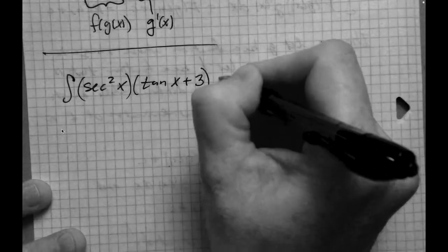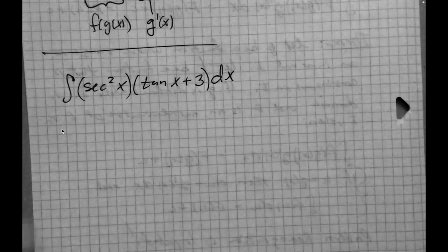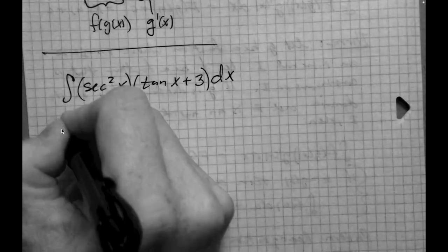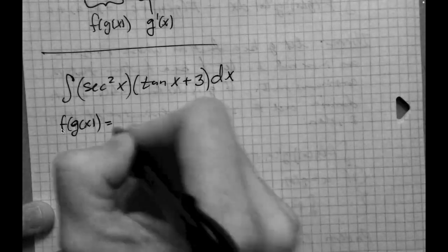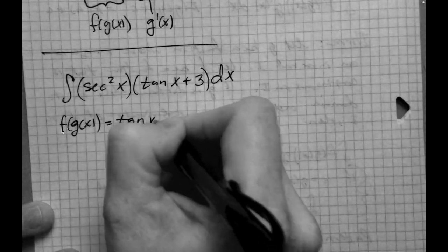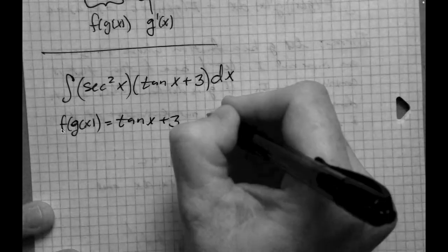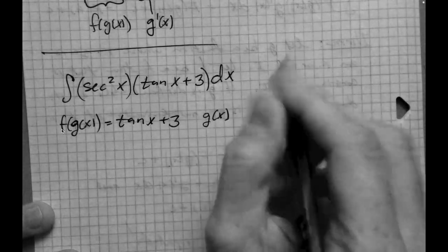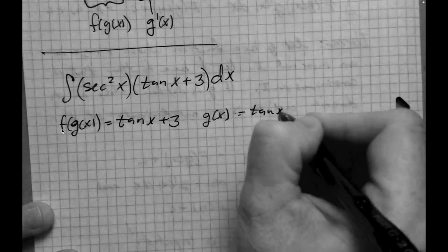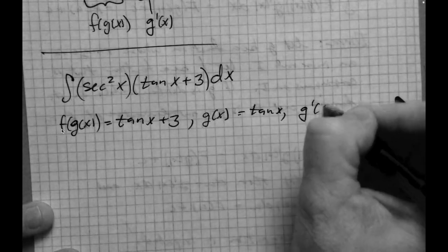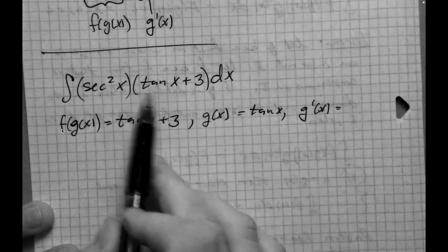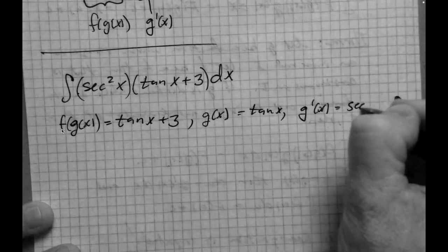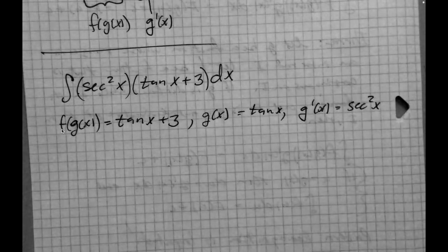So you've got these two pieces. Here you've got an f of g of x in this tangent of x plus 3 part. And so that means you've got a g of x function here, which is just the tan x part, and a g prime of x piece in the front here, right? So when you differentiate tangent, you get secant squared. So this one is slightly less obvious, I think.